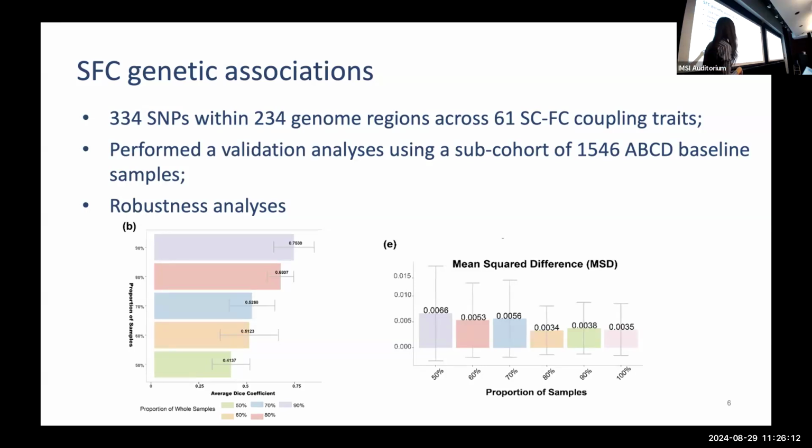And in terms of the association of the identified genetic underpinnings, as well as our estimation of the heritability, when the data decreased to 80% and 70%, it looks still fine.